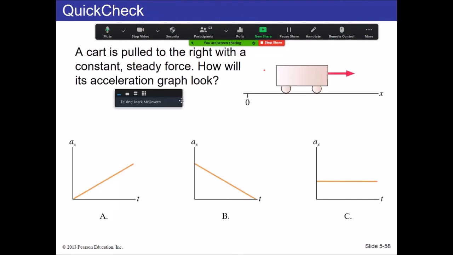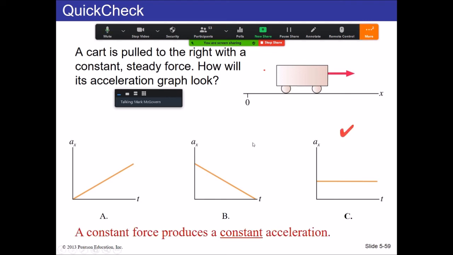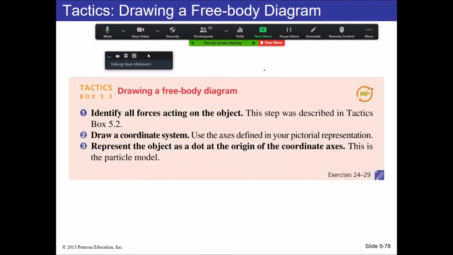Question for you here, don't answer it though. A cart is pulled to the right with a constant steady force. How will its acceleration graph look? Okay, if it's being pulled to the right, the velocity is to the right, and because a force is being exerted on it, it will be accelerating. So it will be speeding up. But it's a steady force. If it's a steady force, the answer must be C. Constant force, constant acceleration.